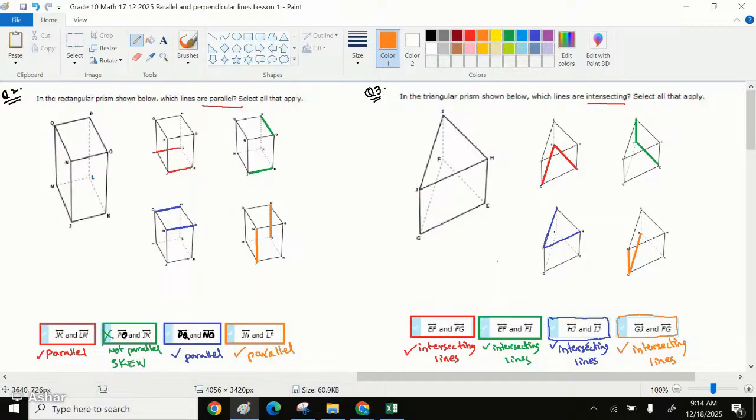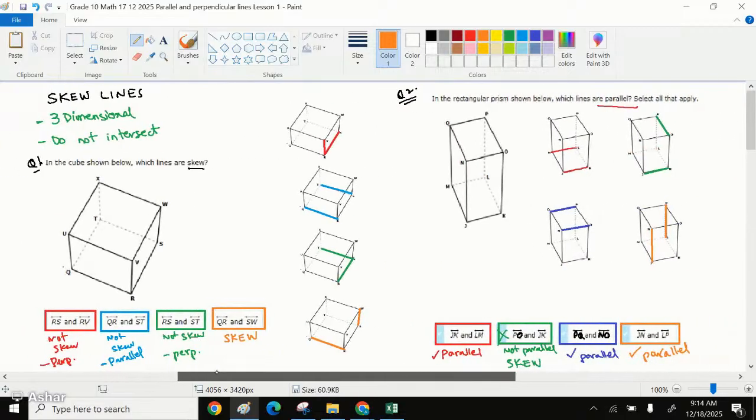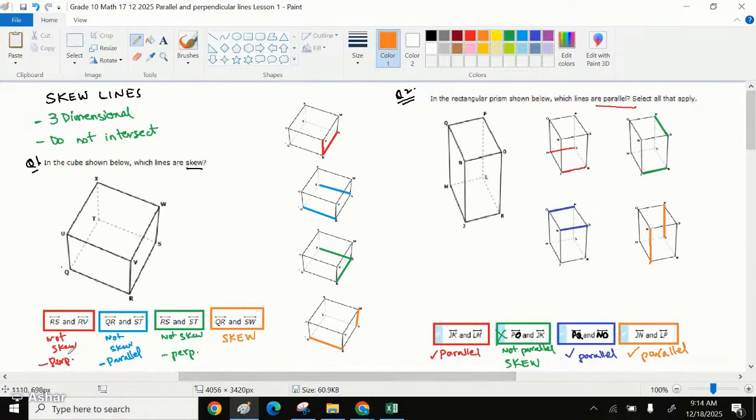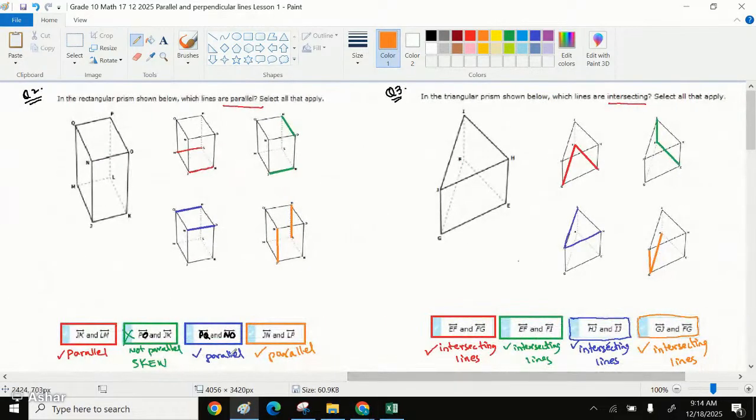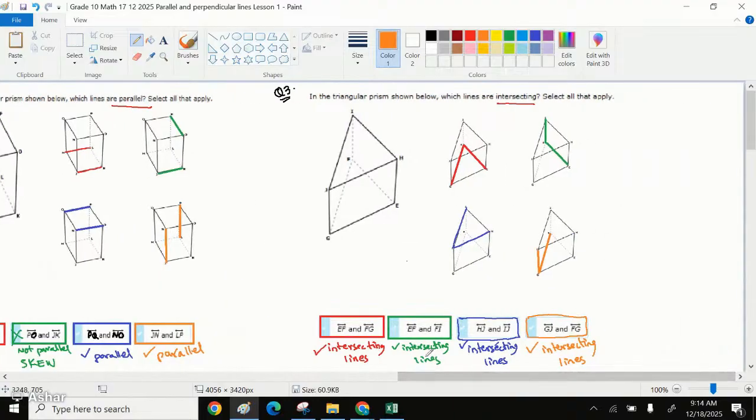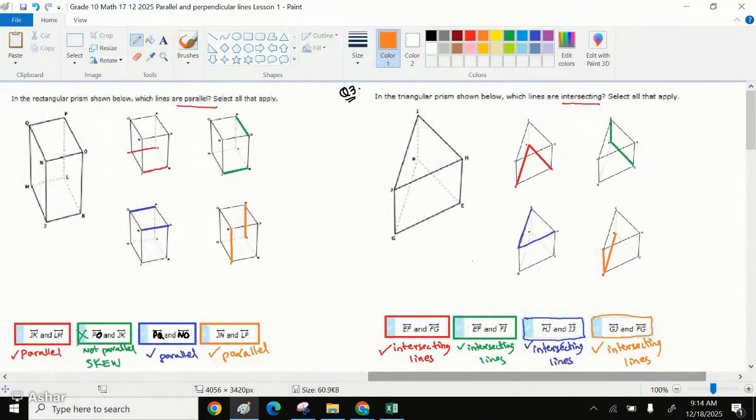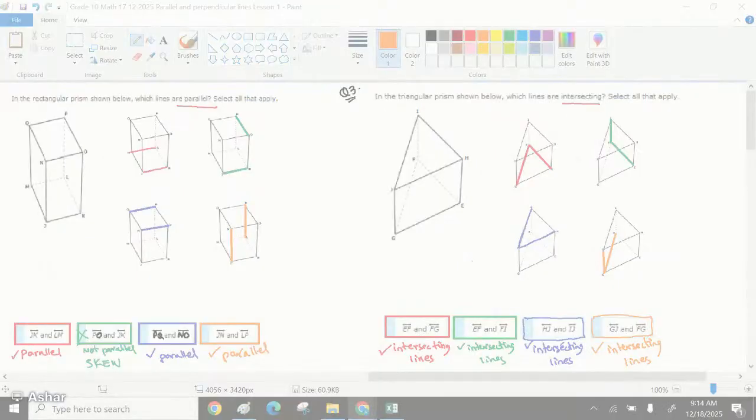So in the first question we found the skew lines. Then we had to find the parallel. Now we did the intersecting lines, but these intersecting lines were not perpendicular. So maybe in the next question we'll have perpendiculars. Let's do it. The next question says, I'll just copy the question.